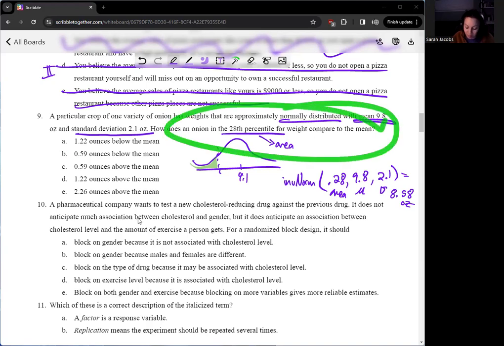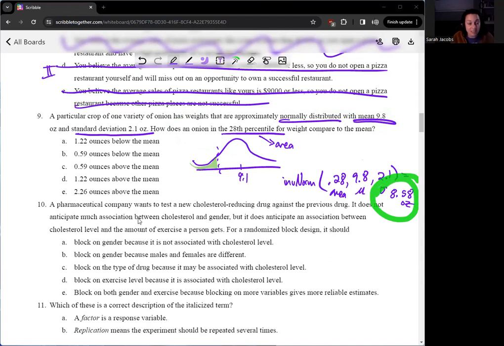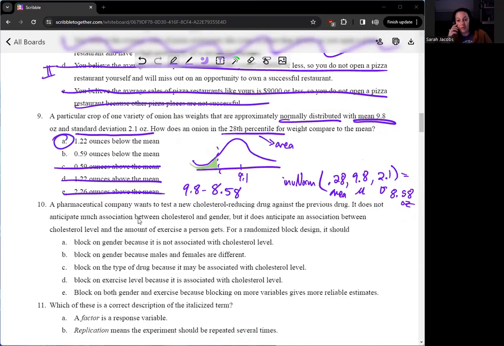Now, that is not what the question is asking. It's asking, how does it compare to the mean? So it's certainly less than the mean. So before we even start looking at the actual number, let's cross out everything that says it's above. The 28th percentile is definitely below the mean. Above is wrong, no matter what the value is. Now we can find the difference. 9.8 minus the value we got, 8.58, and we get about 1.22. And I probably could have eyeballed that too, but be precise.